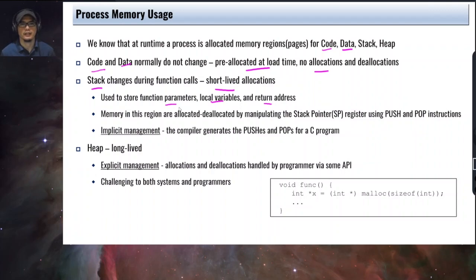The allocation and deallocation that happens here is usually accomplished by manipulating a register, specifically the stack pointer. And this register is implicitly manipulated using the push and pop instructions. So in a way, the stack is implicitly managed, and it is actually the compiler that generates the pushes and pops for a C program.